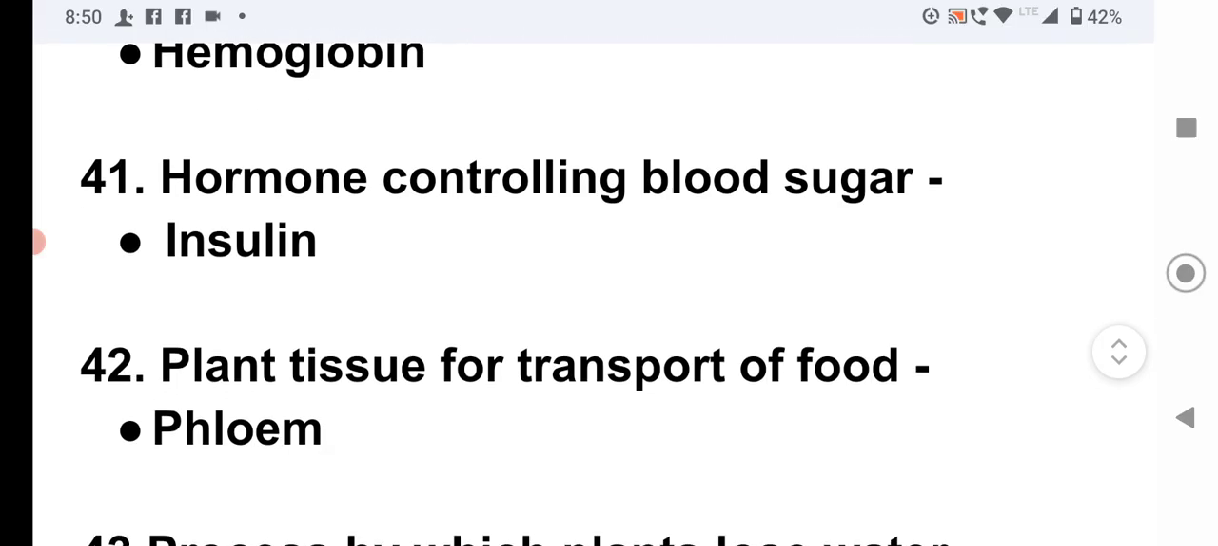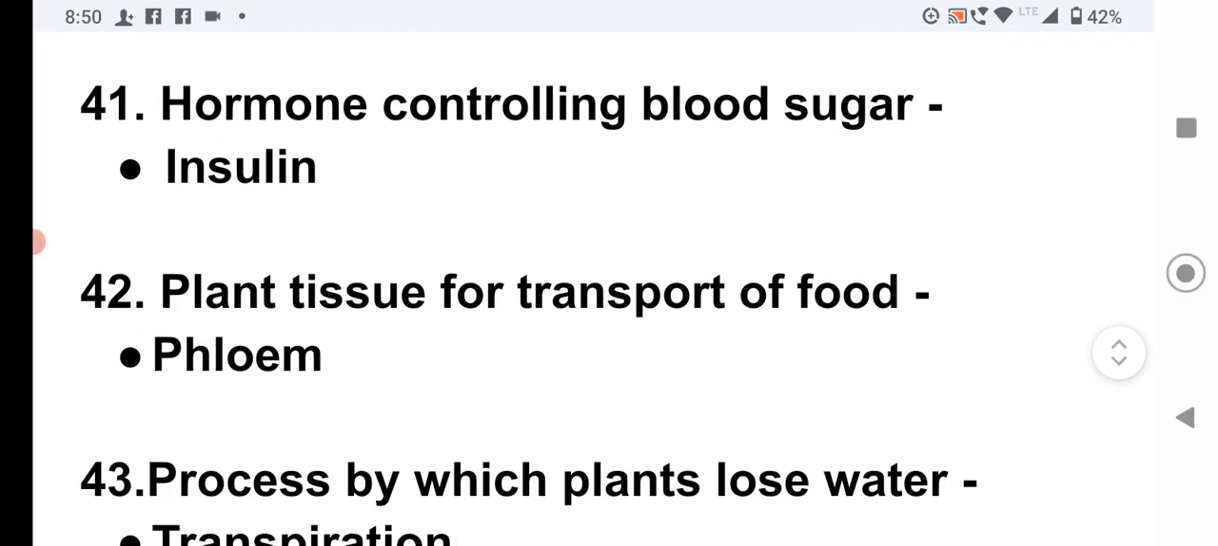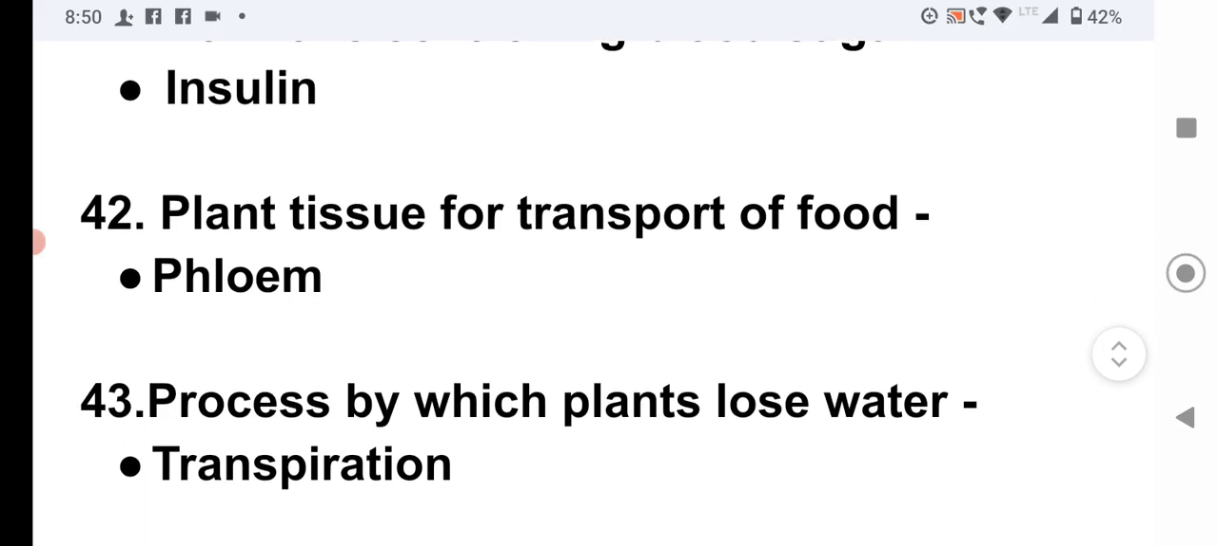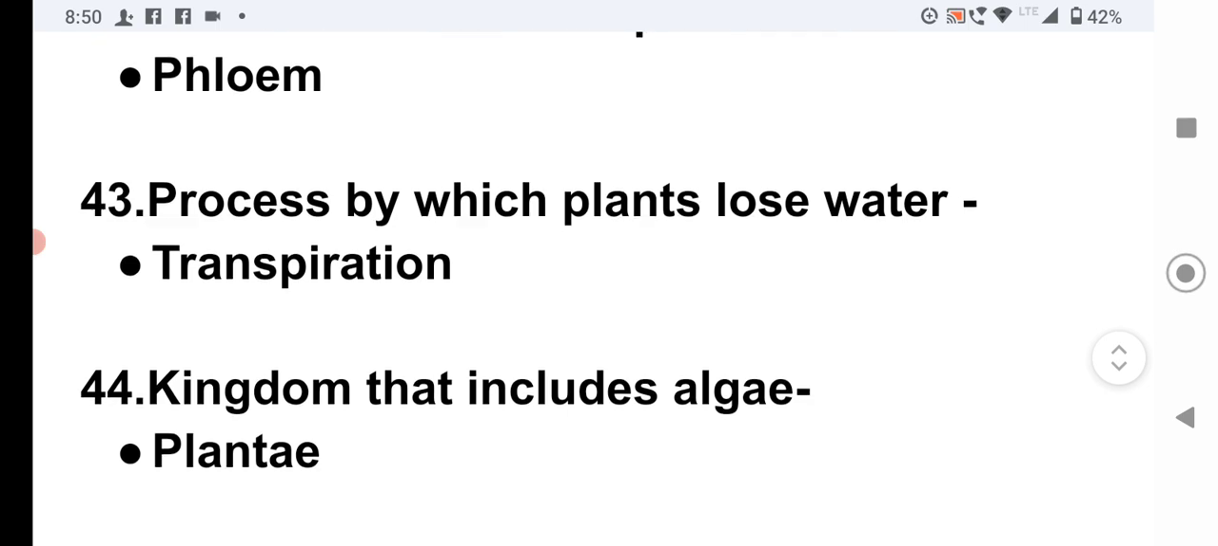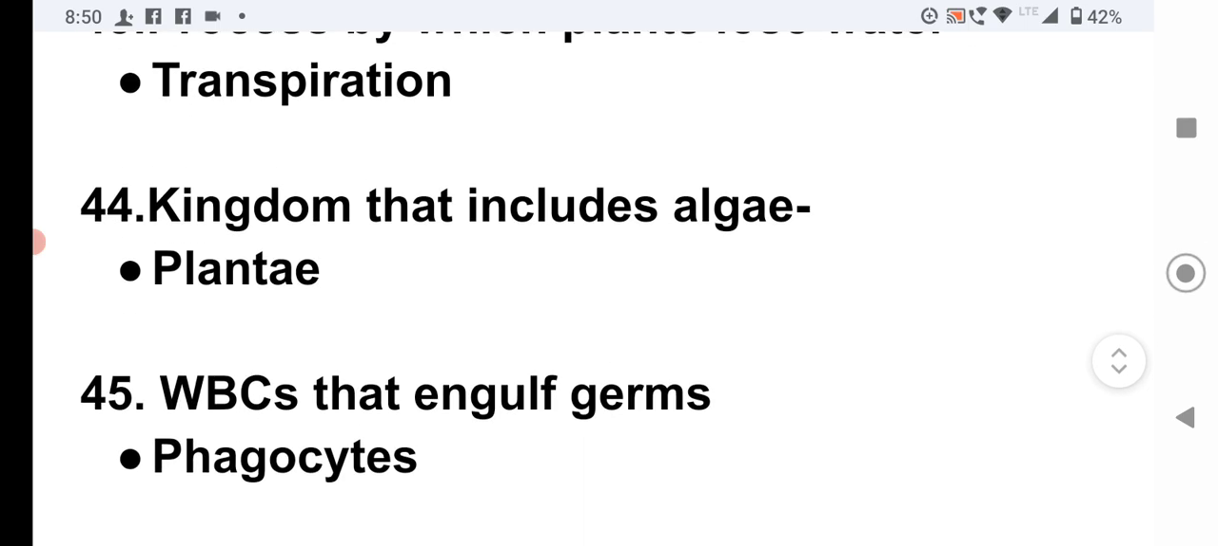Question number 42: plant tissue that transports food, phloem. Question number 43: process by which plants lose water, transpiration. Question number 44: kingdom that includes algae, plantae. Question number 45: WBC that engulfs germs, phagocytes.